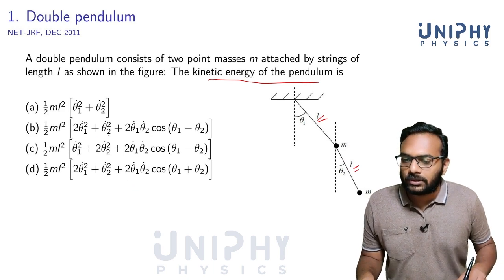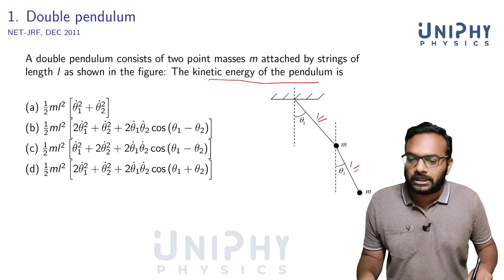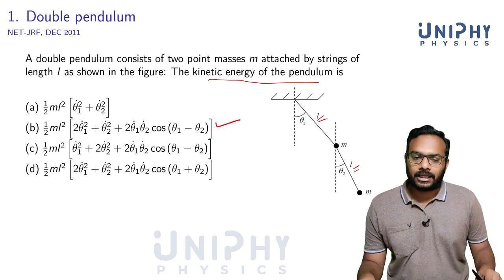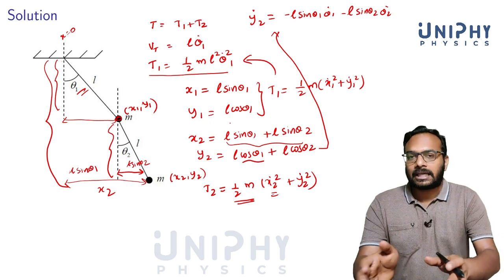2 theta 1 dot square plus theta 2 dot square plus 2 theta 1 dot theta 2 dot cos (theta 1 minus theta 2). So option B is the correct answer. Okay, so we have only found the kinetic energy here.